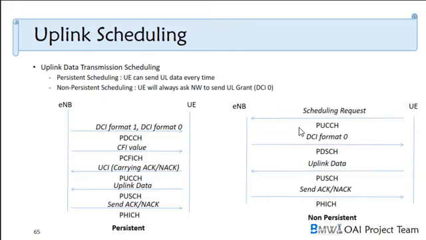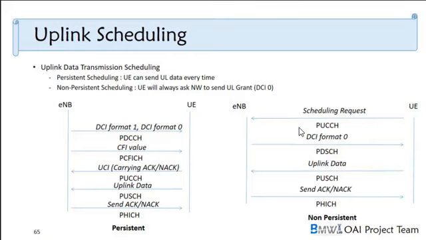Okay. The first thing you need to know is about the scheduling in this part. There are two parts of uplink data scheduling. The first is persistent, and the second is non-persistent. I got these pictures from a shared tech note. So what is the difference between persistent and non-persistent?